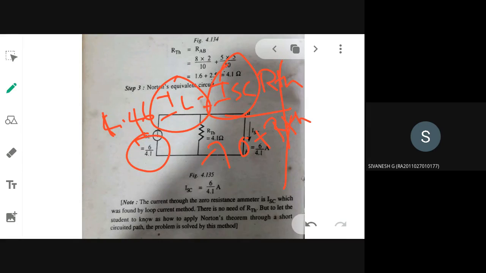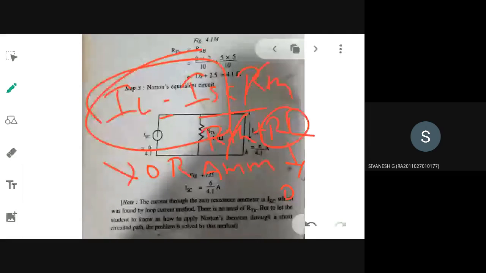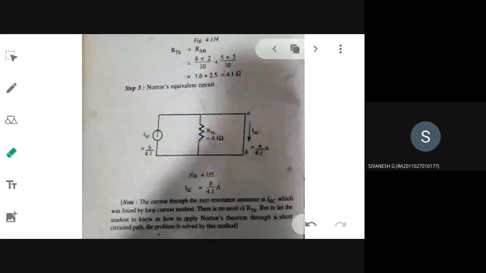Load current is 0, ma'am. That IL value is usually given by the formula ISC R Thevenin divided by R Thevenin plus RL. But it is a zero resistance ammeter, so this RL is 0. So R Thevenin gets cancelled and IL is equal to ISC. That's why they have denoted that in the circuit. Alright, this finishes up the problem.